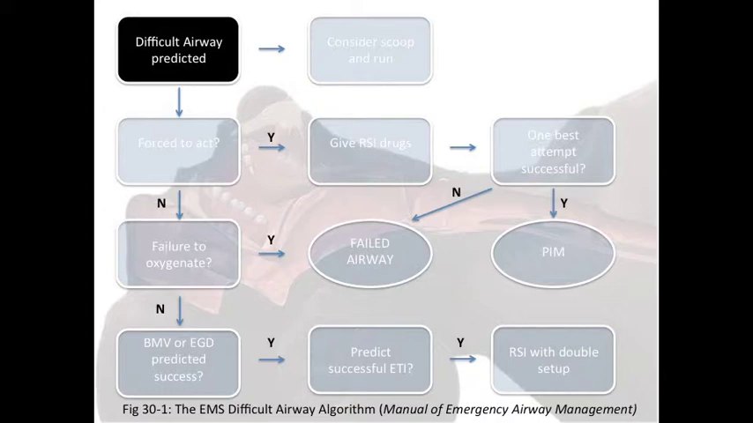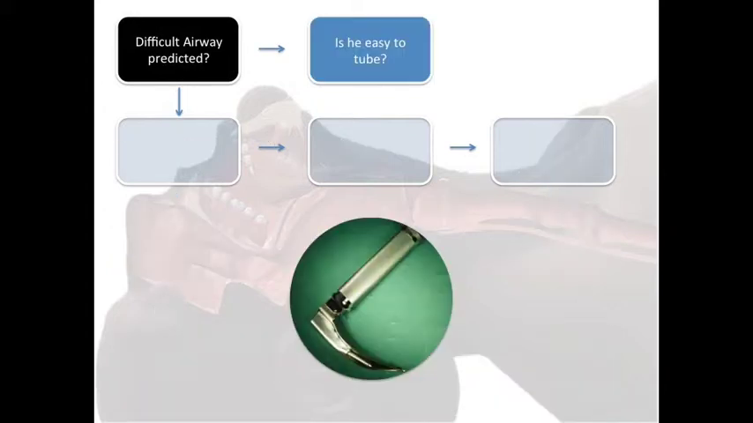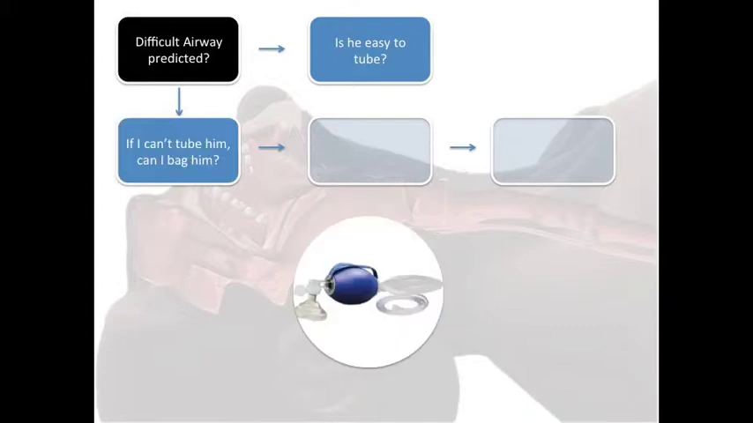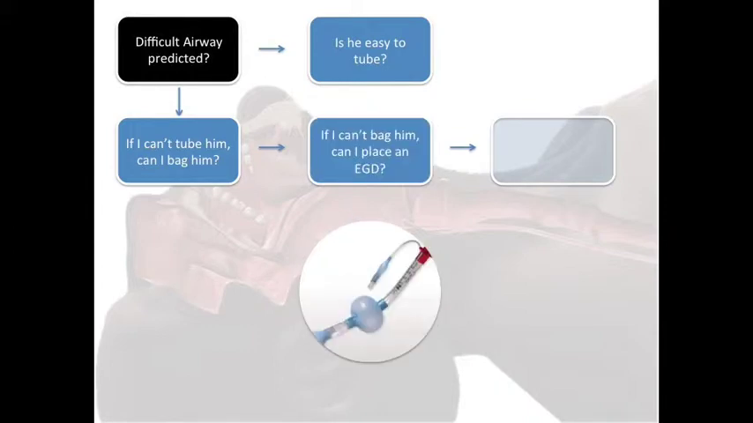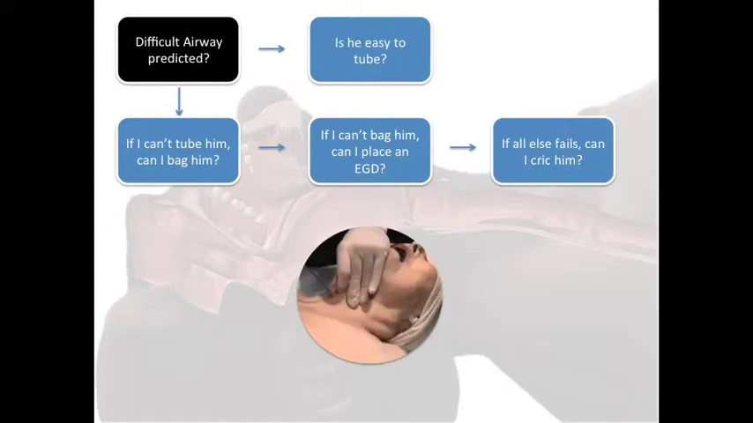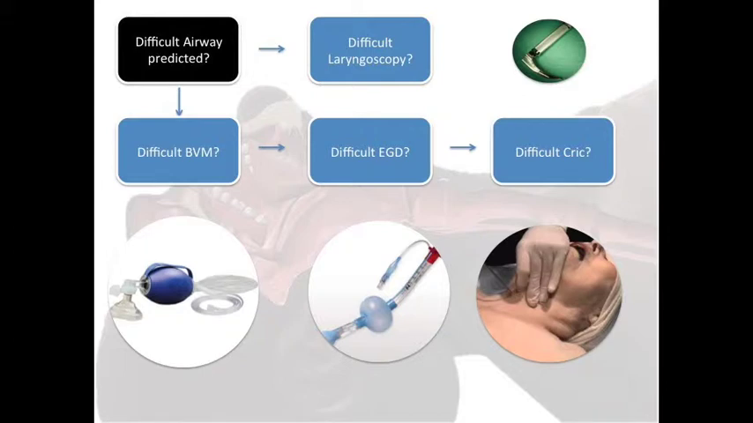First off, we need to recognize a difficult airway and be able to predict it. To do this, you can ask yourself four basic questions. Is he easy to intubate? If I can't intubate him, can I bag him? If I can't bag him, do I think I can place an extraglottic or supraglottic device? And if all else fails, do I think I can crike him? To put this in a more formal way, is it difficult laryngoscopy, difficult BVM, difficult EGD, or difficult crike?